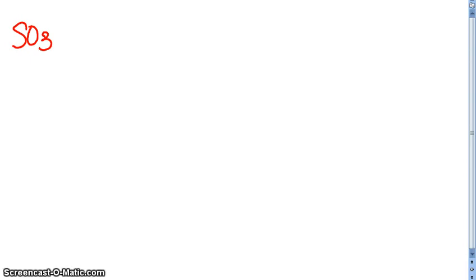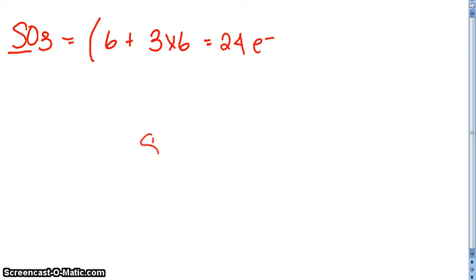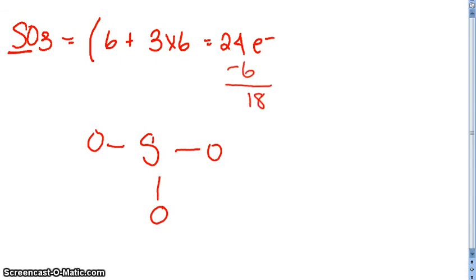So, SO3. Like always, we're going to go back and look at the periodic table for our valence electrons. So sulfur's in row 16, so it has 6 valence electrons, and O is also in row 16, it has 6 valence electrons. So I have sulfur with 6 plus 3 oxygens with 6 electrons each. And that's going to give me 24 electrons. Alright, we're going to pick sulfur as our central atom as always. And we're going to make single bonds to the outer oxygens. Alright, now we've used 2, 4, 6 electrons by making those bonds. So we have 18 electrons left to deal with.